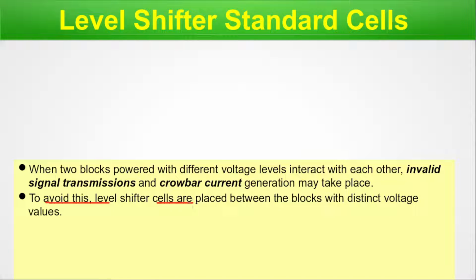To avoid this, the level shifter cells are placed in between the blocks with distinct voltage values. So the level shifter is a kind of cross-domain management or cross-power domain management cell, specially designed in the standard cell library, which is operated and instructed through the PMU or PMB.